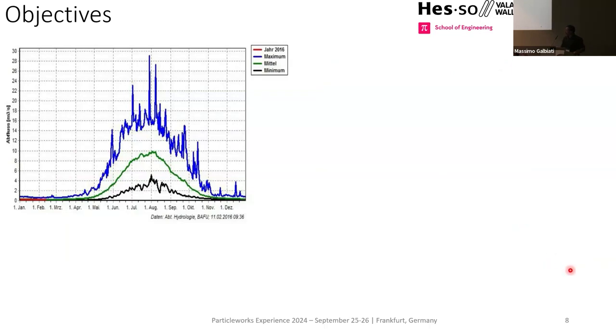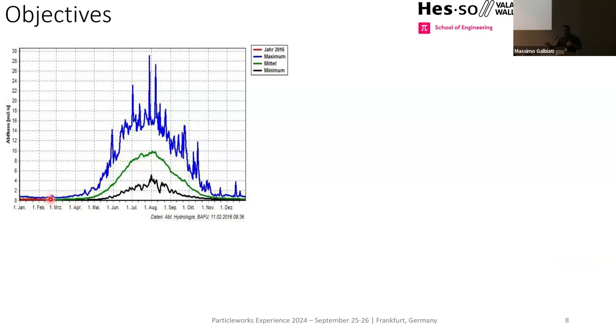So here are the months over the years, and here is the discharge. You have the maximum value in blue, in green the average value, and in black the minimum value. So you can see that we have a very low discharge during the winter period. It's because it is the first power plant downstream of the Rhone Glacier. So during winter, we have only snow and very little rain in the region. So the discharge is very low.